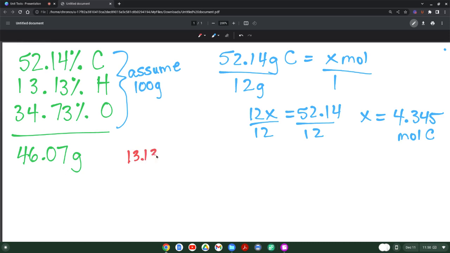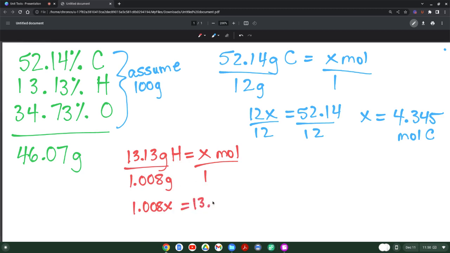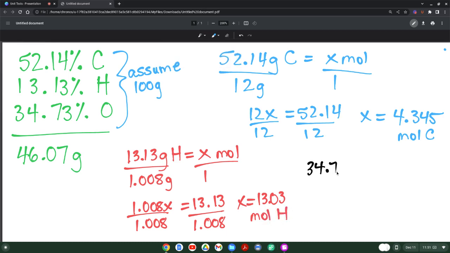Hydrogen is effectively the same. We have 13.13 grams of hydrogen, and that's equal to, I don't know how many moles, but I do know that 1.008 grams of hydrogen is equal to 1 mole. I'm going to do the same over here for the oxygen.